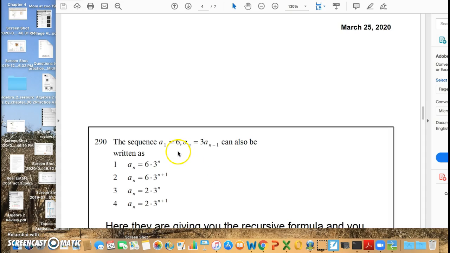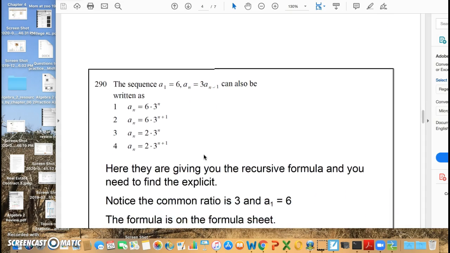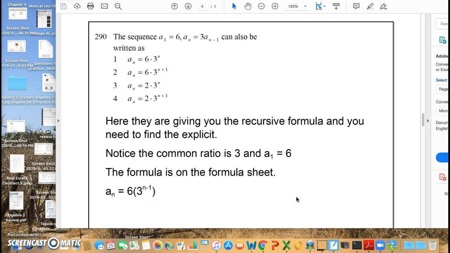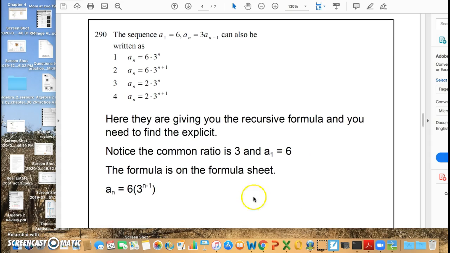They're giving me a sequence, and now they're giving it to me in the recursive format. Now I know it's going to be geometric because I see the 3 being multiplied by a sub n minus 1. So I know it's geometric. The common ratio is 3. A sub 1 is 6. So again, I got this right from the formula sheet. Just plug in the numbers.